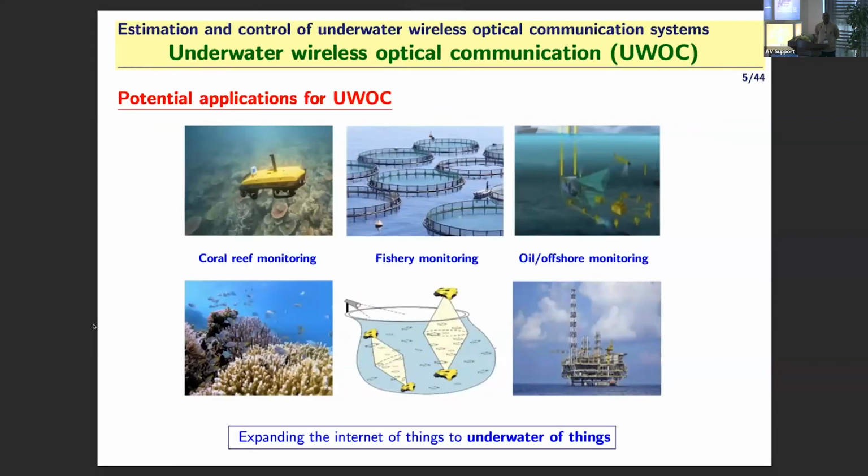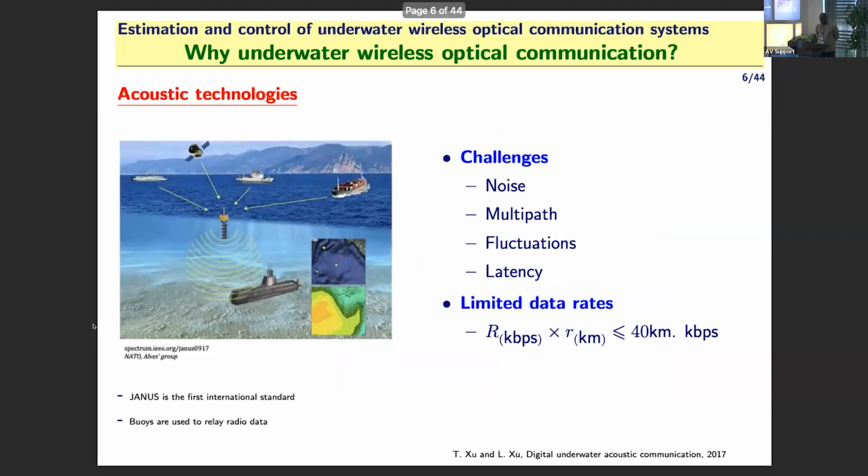There are some other potential applications for underwater optical wireless communication, mainly fish monitoring, coral reef monitoring, and oil export monitoring. So the idea here is to expand the Internet of Things to the underwater Internet of Things, to bring the Internet underwater through optical wireless communications.